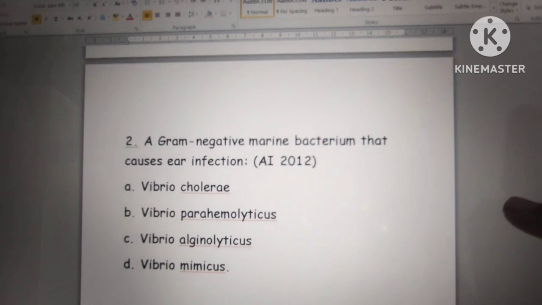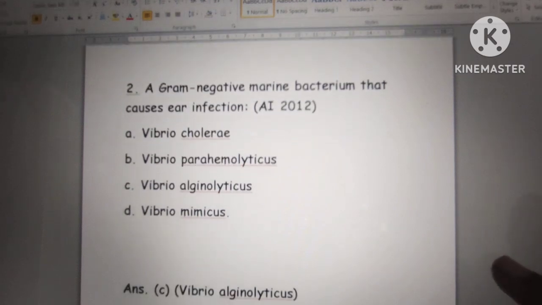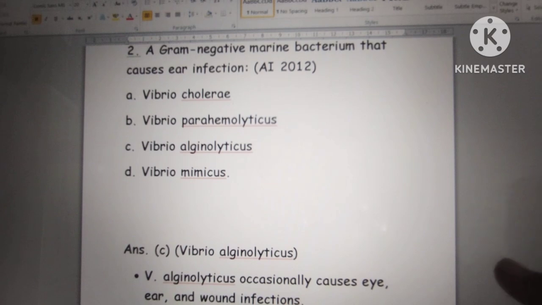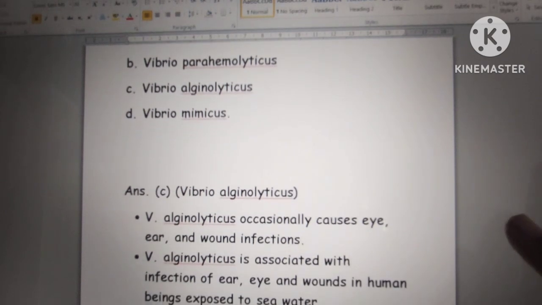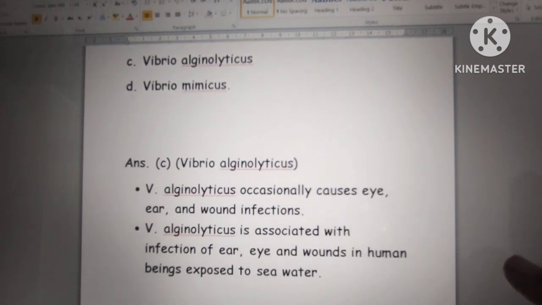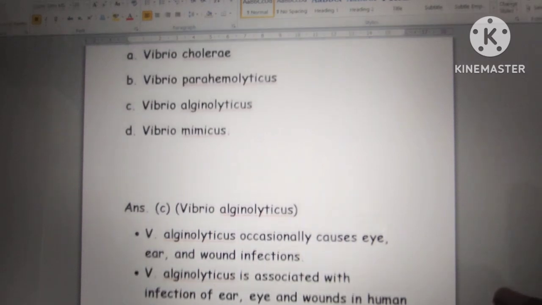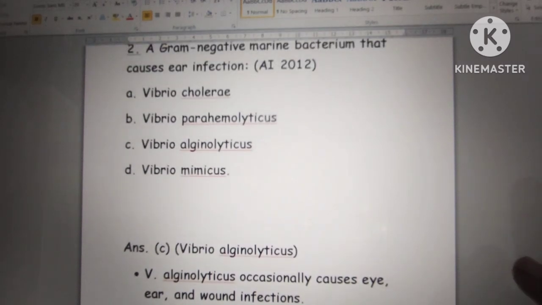Coming to the second question: a gram-negative marine bacterium that causes an ear infection. Yes, it is nothing but Vibrio alginolyticus. Vibrio alginolyticus usually causes eye, ear and wound infection when they are exposed to seawater, because they are the halophilic vibrios. The halophilic vibrios are parahaemolyticus, alginolyticus and vulnificus.